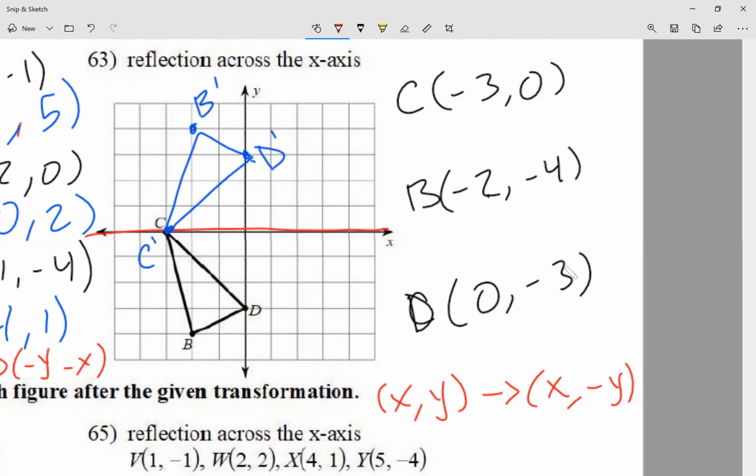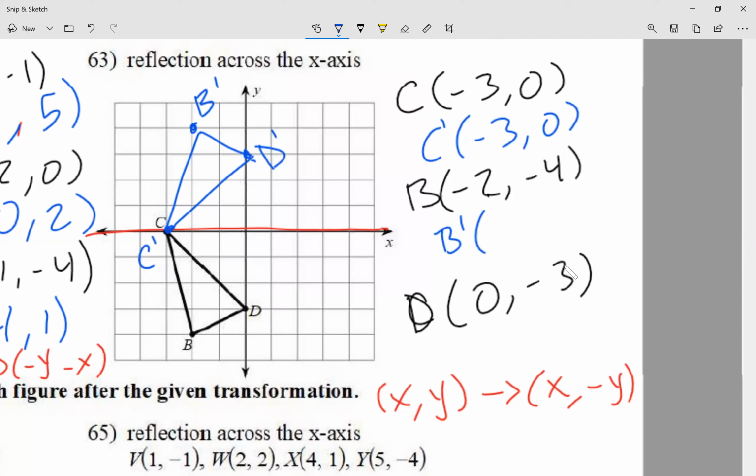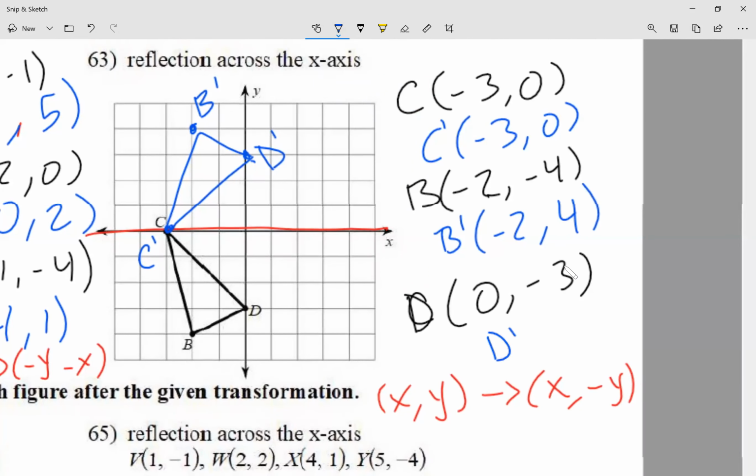So C prime should be -3, 0. Right? There's no such thing as a -0. I'm not going to write -3, -0. Now my B prime will be -2, +4. Notice I switched the sign on the y value. And my coordinates of D prime should be 0, 3. Again, I switched the sign on the y value. So we can do it counting spaces, or we can just use the notes on question 51.